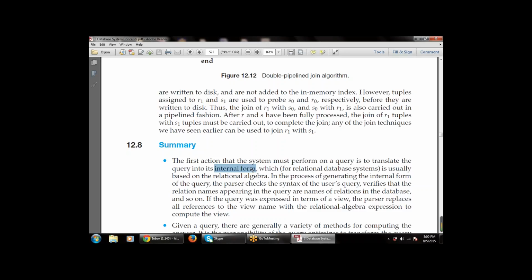In the process of generating the internal form of the query, the parser checks the syntax of the user's query, and verifies that the relation names appearing in the query are the names of relations in the database. And if the query is expressed in terms of a view, the parser replaces all references to the view name with a relational algebra expression to compute the view.